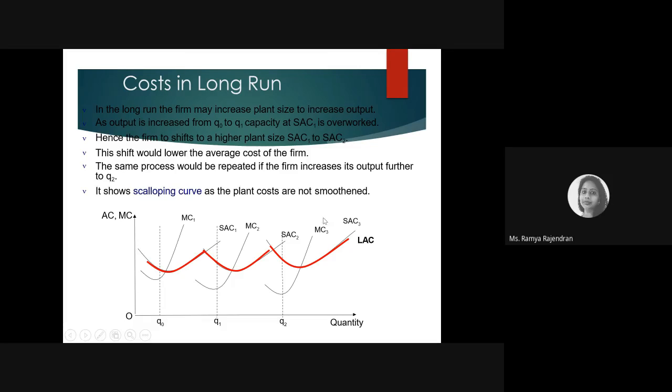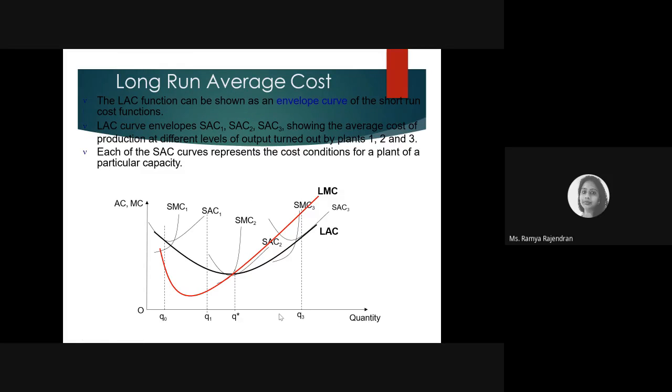So this is your short run average curve, and this is your marginal curve. You are summing up all the short run curves here from SAC1 to SAC3. Here the output is increasing from Q0 to Q1, Q1 to Q2. Okay, so let's see what happens next.